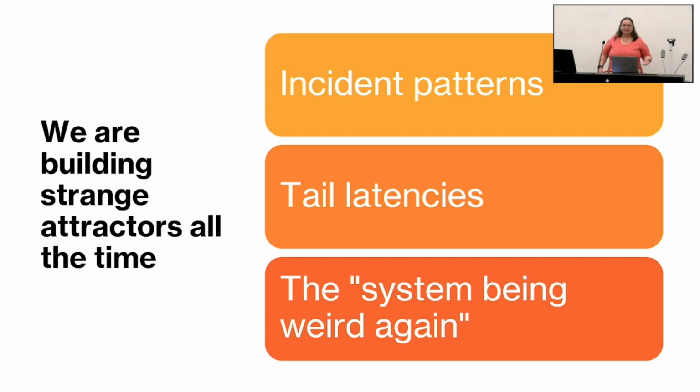Lorenz showed us that even in chaos, systems don't wander arbitrarily. They orbit attractors, and the system can't help but fall into those, no matter how wildly it moves from moment to moment. And once you start looking at modern distributed systems through that lens, you realize we are building strange attractors all the time. We just call them something else. We call them incident patterns, tail latencies, the system being weird again. But that's structure, not geometric, behavioral. Design choices generate the rails the system rides.